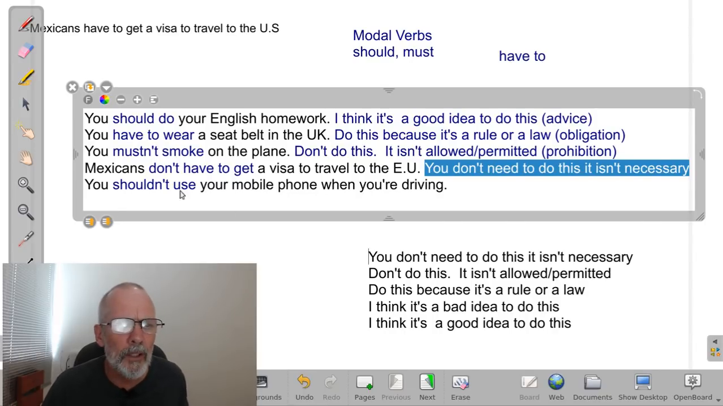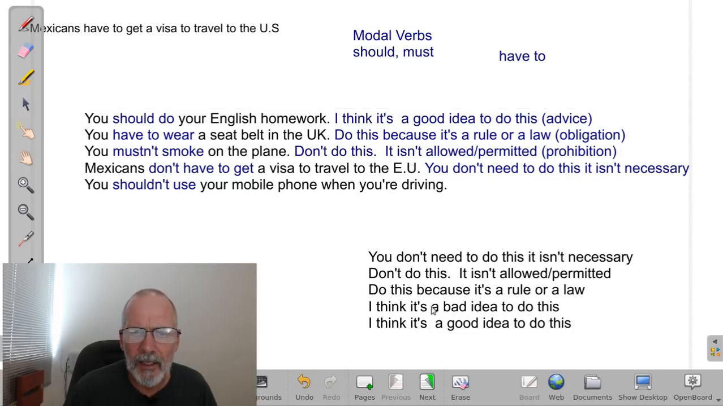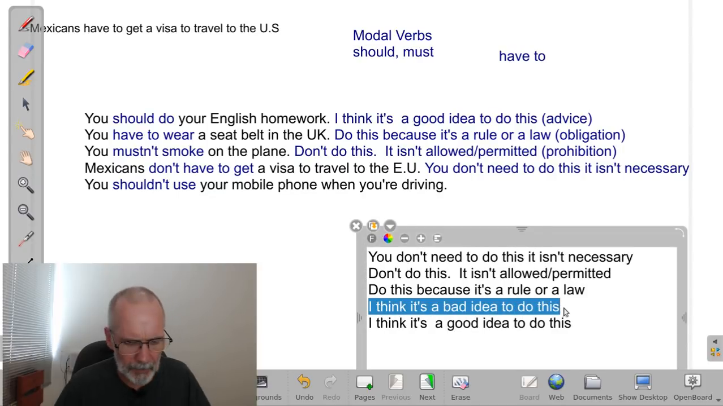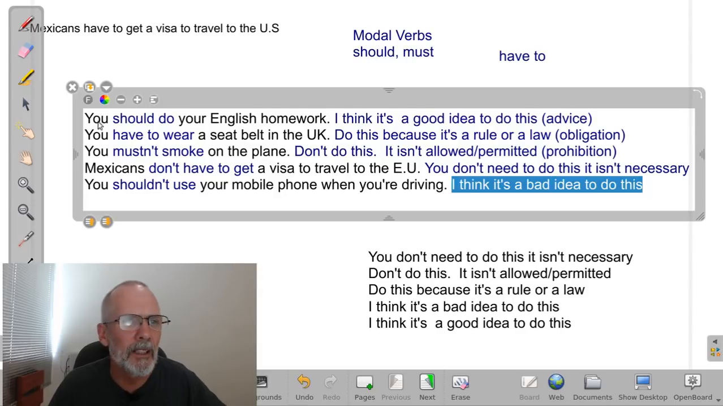So the last one, you shouldn't use your mobile phone while driving. Is the fourth one. 1, 2, 3, is it? Yeah, good. This is the opposite of what we saw earlier. So it's similar to the first one we saw, but this time it's in the negative.